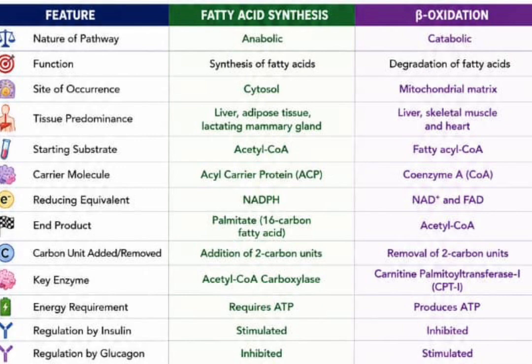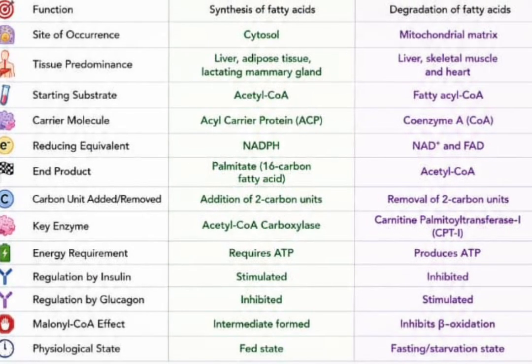So what is the effect of glucagon? Glucagon inhibits fatty acid synthesis, because glucagon helps in breaking down, not in formation. In fatty acid synthesis you are forming, you are not breaking down. That's how it works. Malonyl-CoA effect. What does malonyl-CoA do? Malonyl-CoA promotes fatty acid synthesis to continue the reaction. But in beta oxidation, malonyl-CoA inhibits.